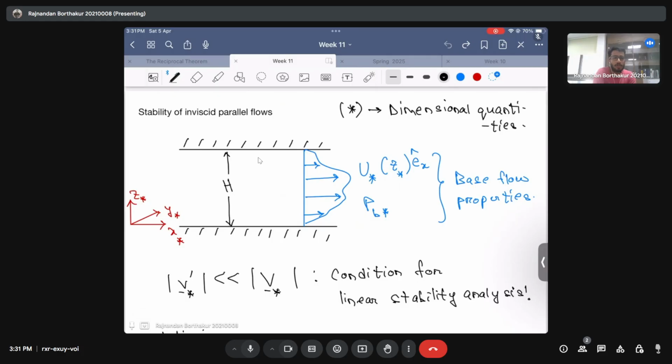So before going into the math and the analysis of the stability of inviscid parallel flows, let's quickly brush up on why we need to perform a stability analysis. Let's say there is a flow taking place through a pipe, and you want to transfer the fluid from a station A to a station B, which are a few meters or a few kilometers apart. That depends upon exactly where you want to send the fluid.